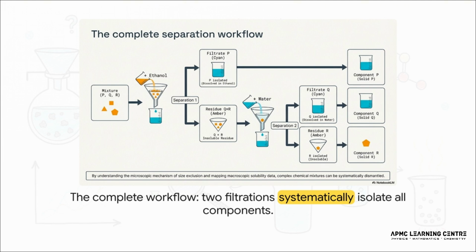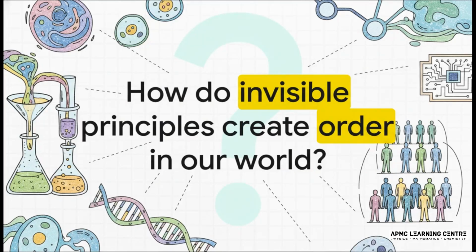It's incredible, isn't it? By understanding these invisible, microscopic rules about size and solubility, we were able to create perfect order out of chaos. You know, this idea of using invisible principles to create order is so much bigger than just a chemistry lab. It's a fundamental concept that's all around us. So it makes you think, where else do we see this in action? Think about biology, with cell membranes acting as filters, or in technology, with algorithms that filter information for us, or even in our own societies. So I'll leave you with this to chew on. What are the other invisible filters that are constantly shaping our world?